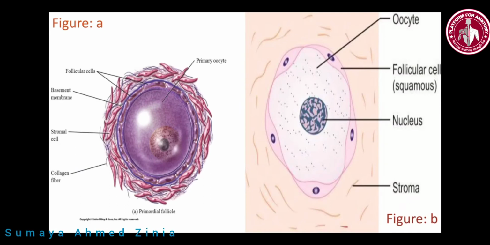Each primordial follicle consists of a centrally placed sex cell known as the primary oocyte, having about 25 micrometer in diameter, and is surrounded by a single layer of flat follicular cells derived from the somatic tissue.